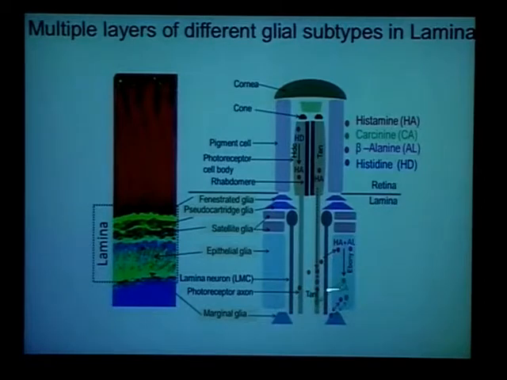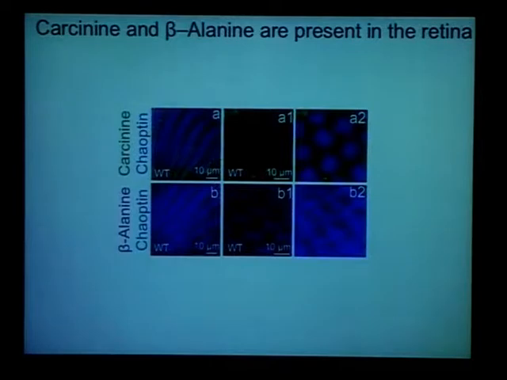So it was assumed that this recycling is confined to the neuropil region of the lamina, which is mostly occupied by epithelial glia. If this is true, then most of the carcinin and beta-alanine should be present in the epithelial glia region, the neuropil region, and should not be present in the pigment cell region or the retina. To confirm this, we stained for carcinin and beta-alanine.